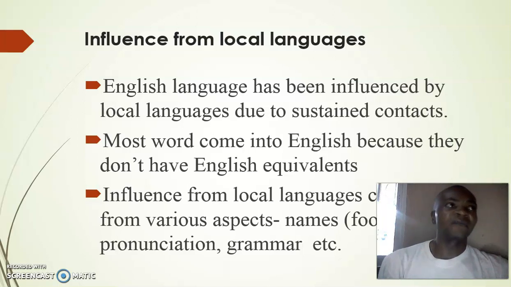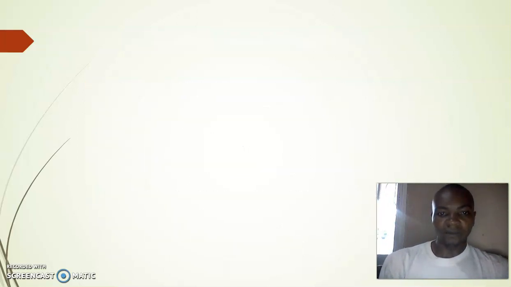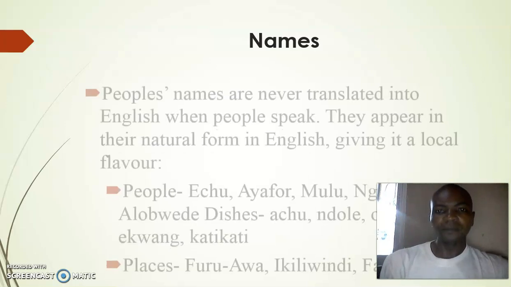We look at influence from names. In terms of names, we look at names of food, names of persons, names of places. We look at influence in pronunciation, and we look at influence in grammar. So these are the aspects we will want to look at. We will look at it briefly. You're going to have an article that you're going to read to have more of these things there.